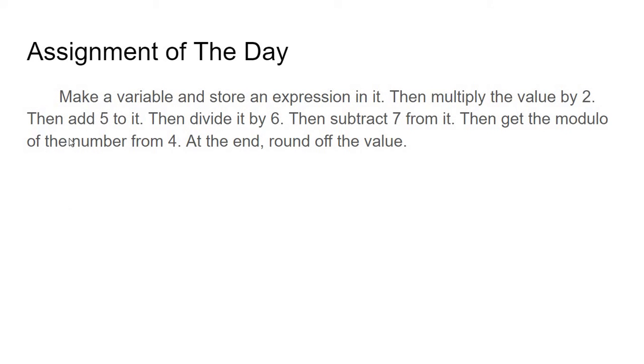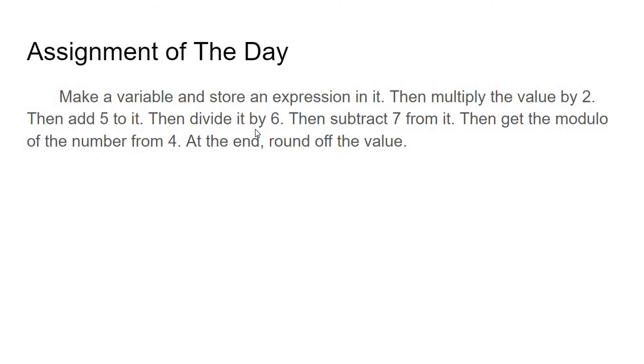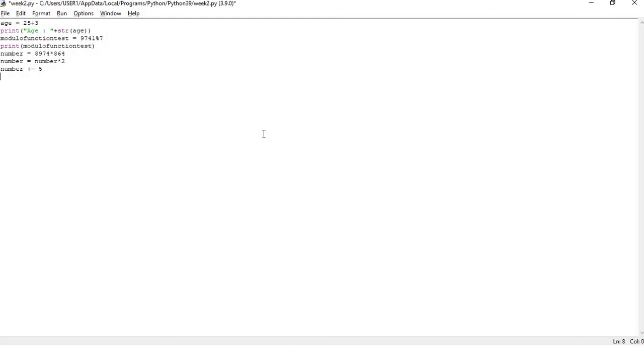Now what else do we need to do? Then add 5 to it. So we're going to do number equals number plus 5. You will understand after some time that it's really hard to keep on typing all of this. So coders, actually the Python language, has a shortcut. Instead of equals number plus something, we can do plus equals and the number we're adding to it. So that's number plus equals 5. And then divided by 6. There's no such shortcut for division, multiplication and modulo, so we can't do anything.